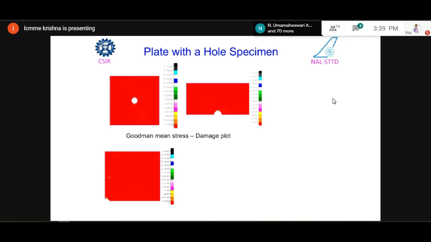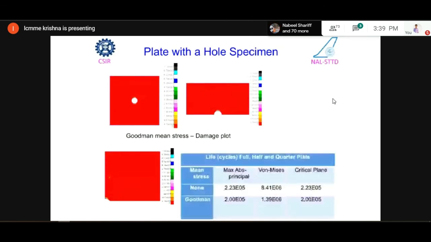So coming to the damage model using this Goodman stress plot, the damage plots, we can see that for maximum stress, Goodman and Von Mises, only the critical plane gives you a very close relation with maximum principal stress. These are the life cycles for full, half and quarter model.